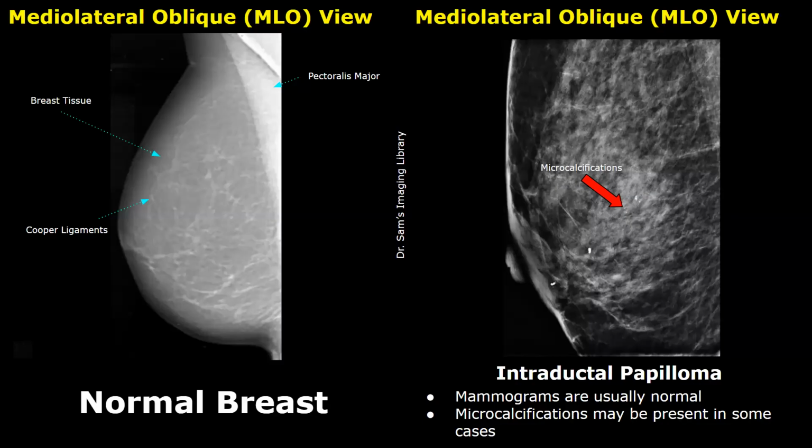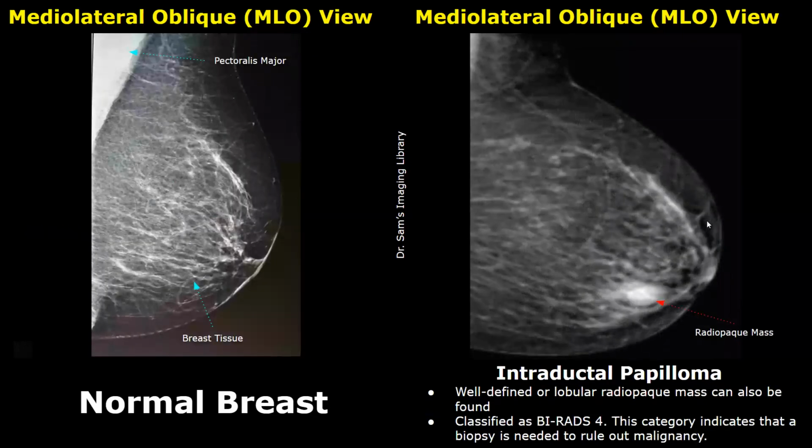Intraductal papilloma is a benign tumor of the milk ducts. The mammograms are usually normal. It is difficult to locate this tumor on mammography, but in some cases, microcalcifications may be seen due to a papilloma. A papilloma can also appear as a well-defined or lobular radiopaque mass.